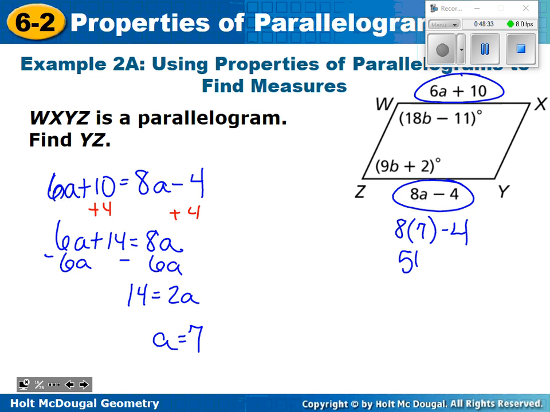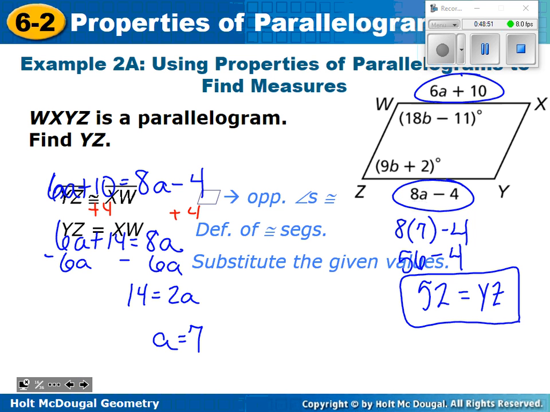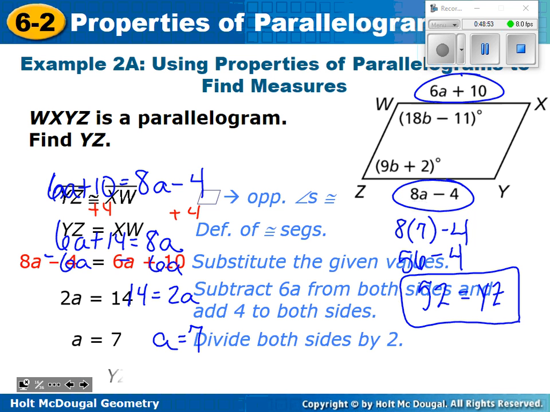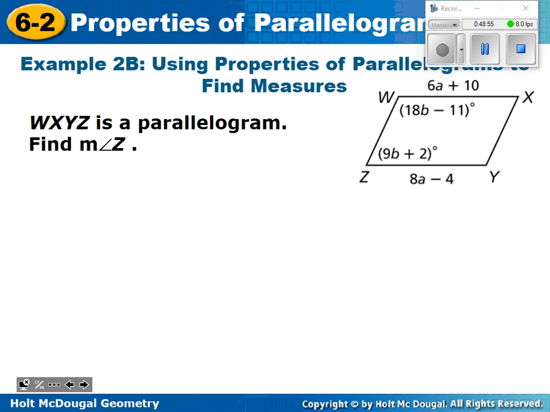Yes, multiply. 56 minus 4 is 52. So YZ would be 52. And again, way back from chapter 1, do not put a line segment above it when you are giving me its distance. Okay, any questions there? Okay. So next, are we ready for proofs? No, not yet. All right.